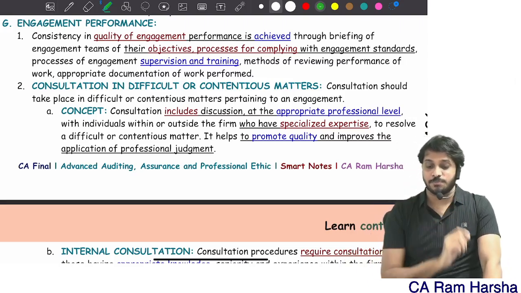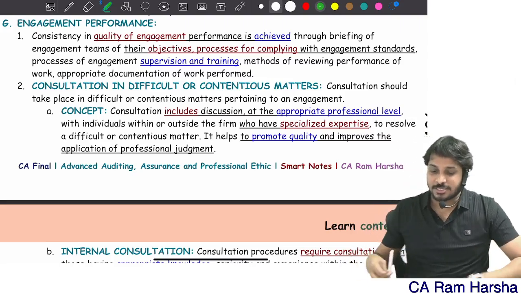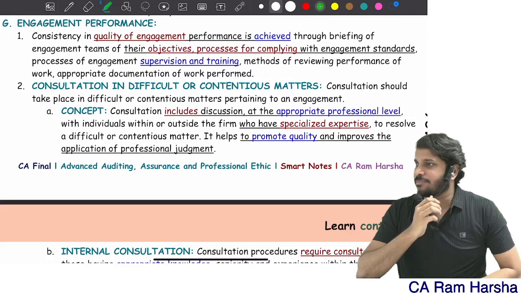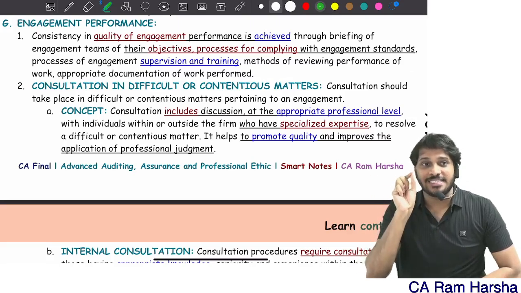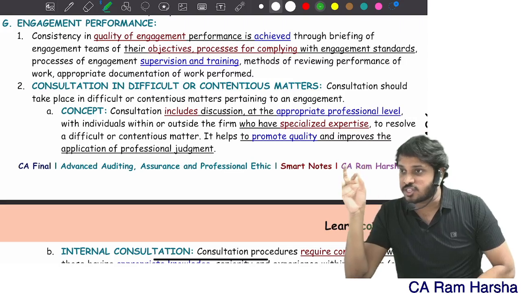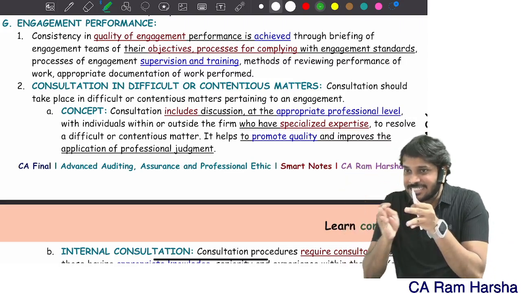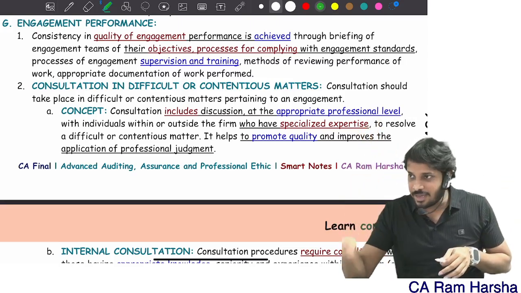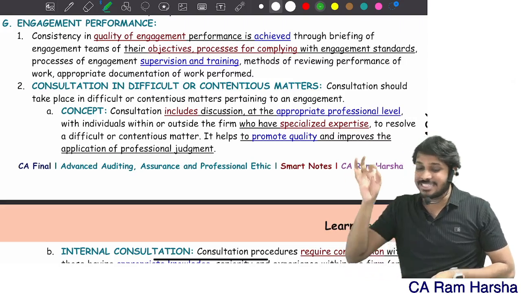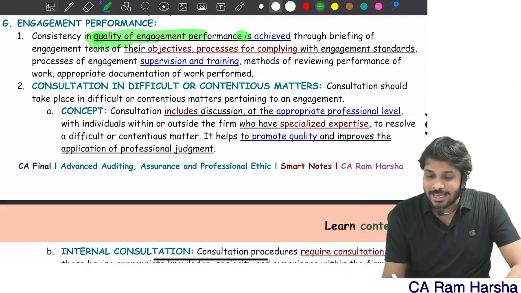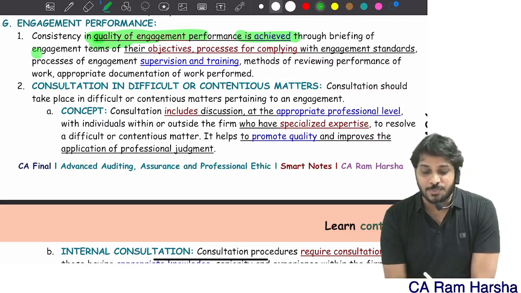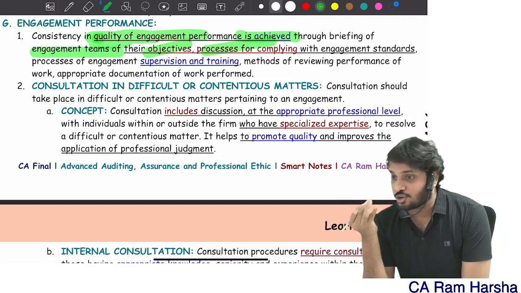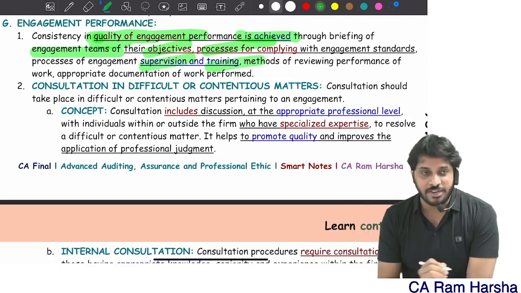Okay, we'll continue. Engagement performance. Why do we need to establish a quality control policy for engagement performance? Very simple. Consistency in quality of services performed. Consistency in the pizza making process can be achieved only when the pizza making process is standardized. In the same way, when we are performing an engagement, consistency in quality can be achieved only by explaining to team members what their objectives are, what processes they need to follow to comply with standards, how we need to supervise, how to train them.